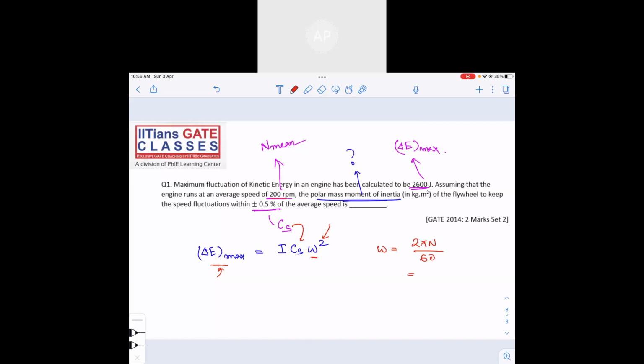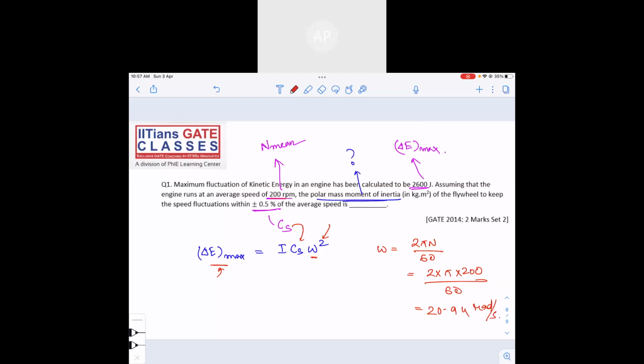Let us try to calculate it. 2 into pi into 200 divided by 60. I'll have to use the calculator, right? We can approximate it, no doubt. This kind of question, you need to approximate the answer. You should know how to use the method of approximation. So 2 pi 200 divided by 60 is 20.94. What will be the unit? It will be radian per second.